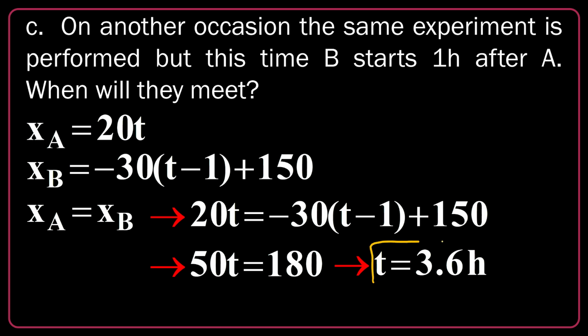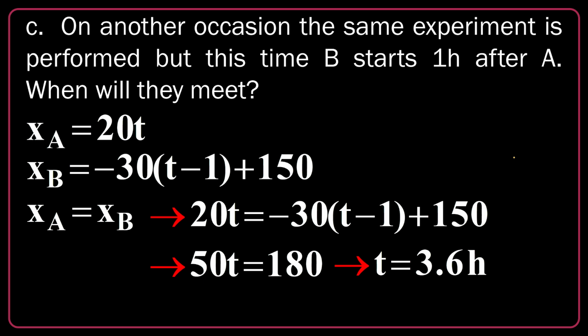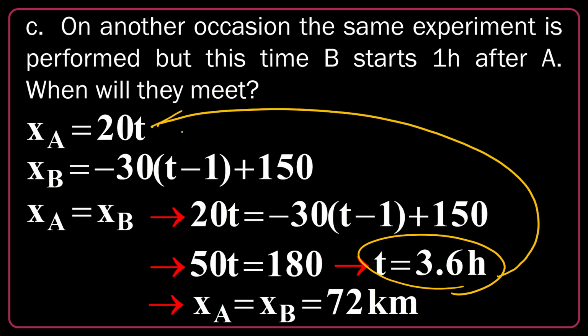It is the time for A. For B, the time of the journey is different. It is 3.6 minus 1, so B will travel for 2.6 hours only. Pay attention. But for finding the location of the meeting point, you can plug in the t in one of them. If you put t here, you can directly find 72 kilometers.